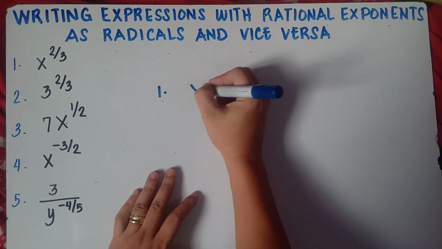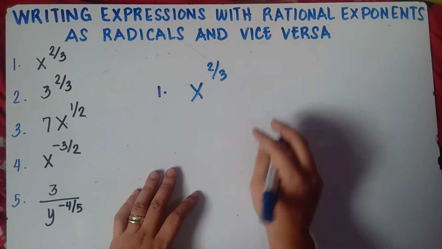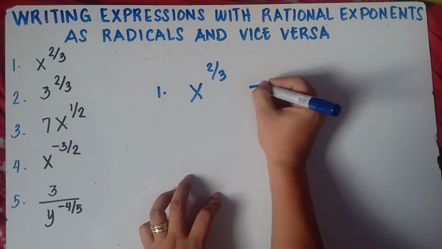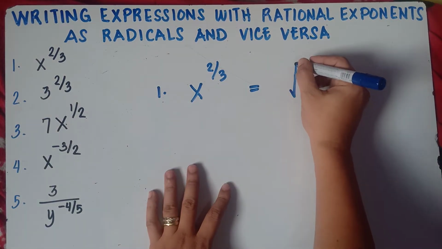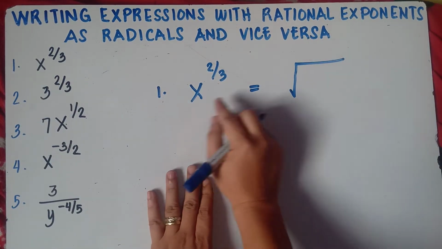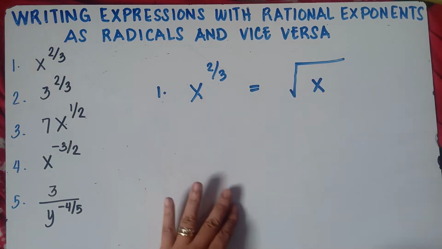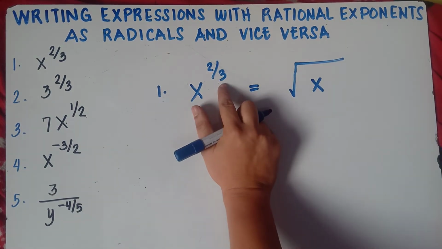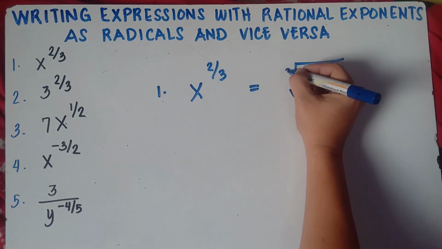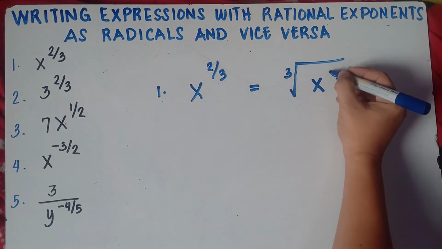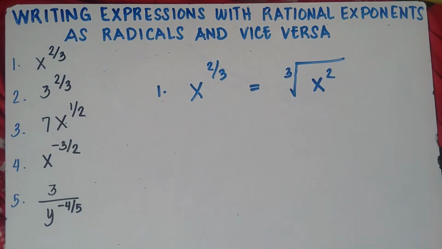If you have x raised to the power of 2 over 3, once again, you put a radical symbol, and you put this x inside the radical symbol. And then this 3 will be the index, and 2 will be the exponent of x. That's it, class. That's the answer there.